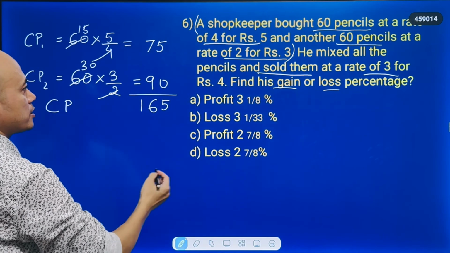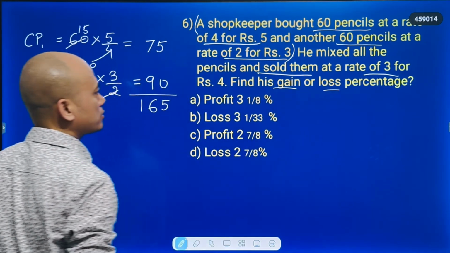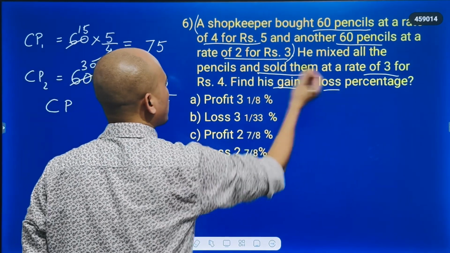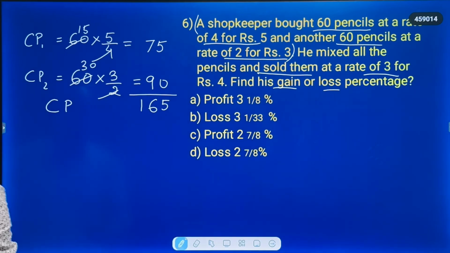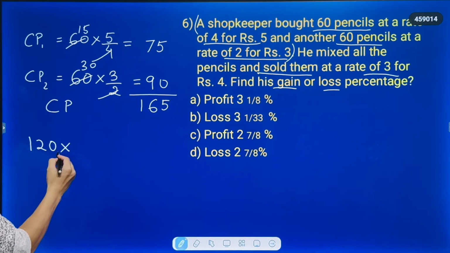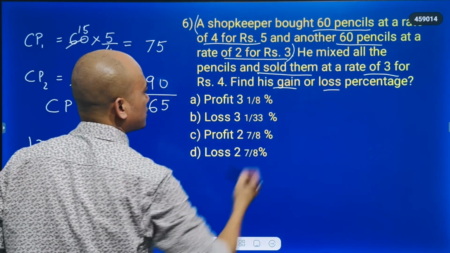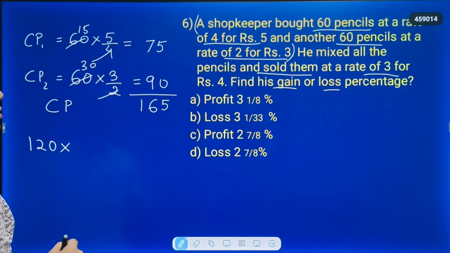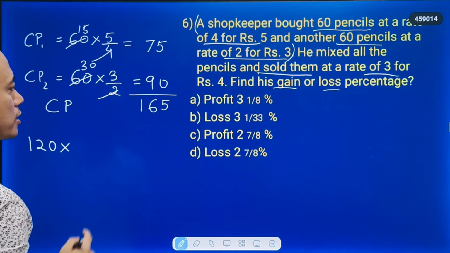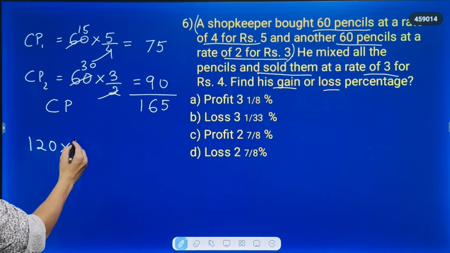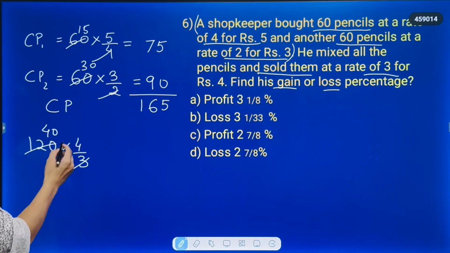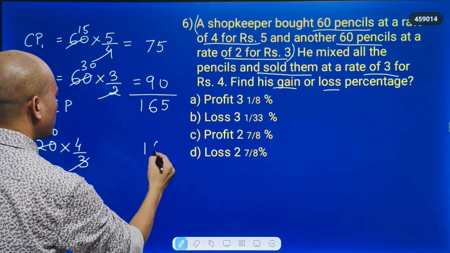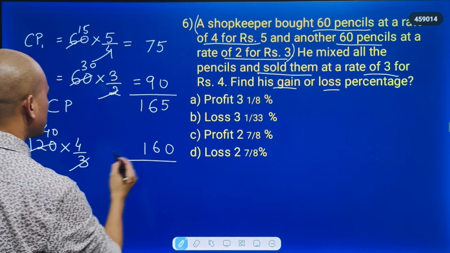Now the SP: sold them at the rate of 3 rupees for 4. He mixed all the pencils, that means this pencil and this pencil, 60 plus 60, 120 pencils. So we have to find the SP of 120 pencils at the rate of 3 rupees for 4. So 1 quantity will be 3 by 4. 3 40s are 120, so 40 3s are 120, and 30 4s are 120. So 30 into 4 is 120.